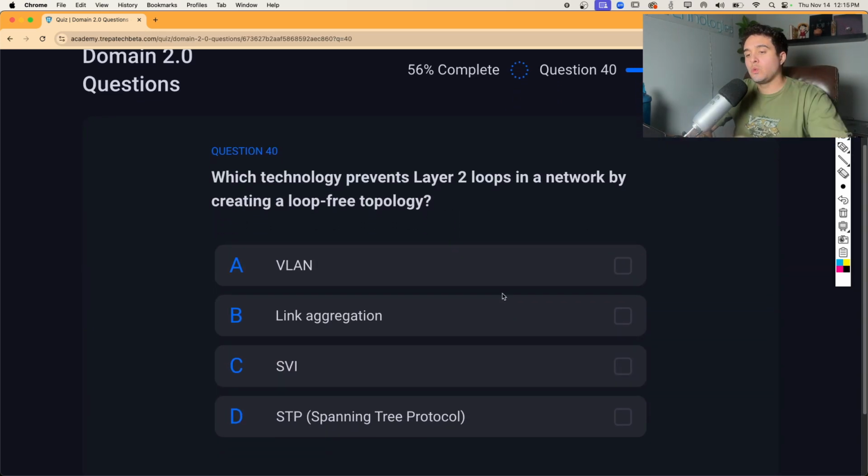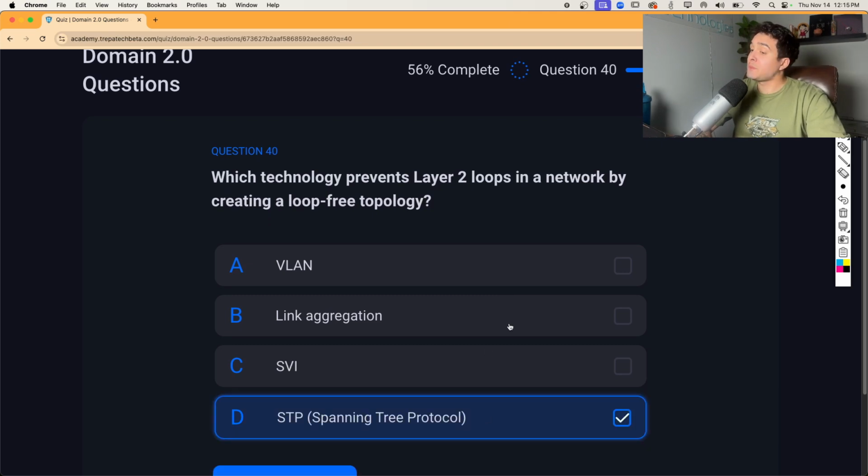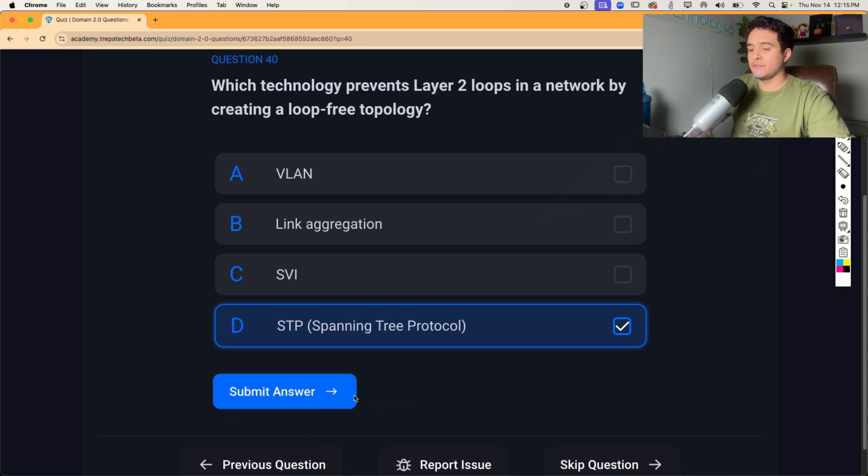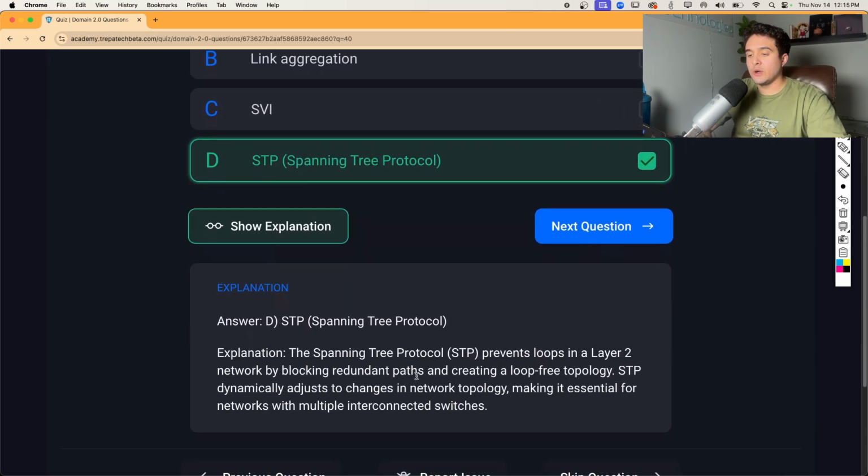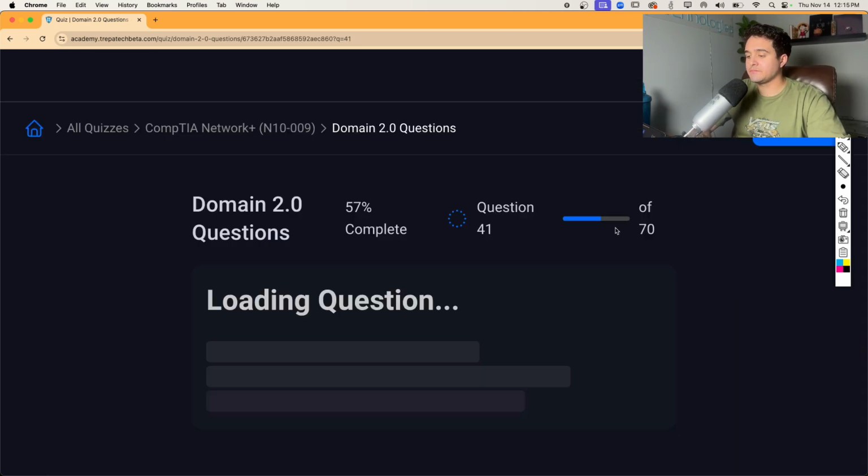Question 40. Which technology prevents layer 2 loops in a network by creating a loop-free topology? Spanning tree protocol. Already went over this, but it's fine to have a little redundancy. Go ahead and pause the video to read the explanation.